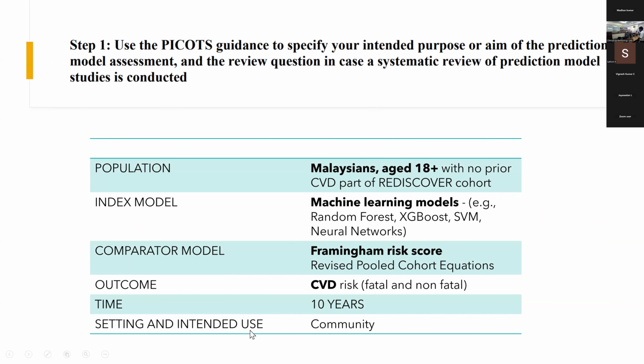First, giving the PICOT statement of the study. The population used in our study was a Malaysian population aged 18 plus with no prior cardiovascular disease, recruited from a pre-existing cohort called the REDISCOVER cohort. The index model that was planned to be evaluated was machine learning models based on multiple algorithms, which included random forest, XGBoost, SVM, neural networks, and logistic regression. The comparator models used were the Framingham risk score and the revised pooled cohort equations. The outcome that they aimed to look at was cardiovascular risk, both fatal and non-fatal, at the end of 10 years. And the setting and intended use was the community setting.